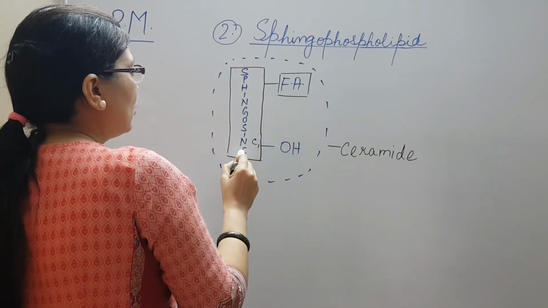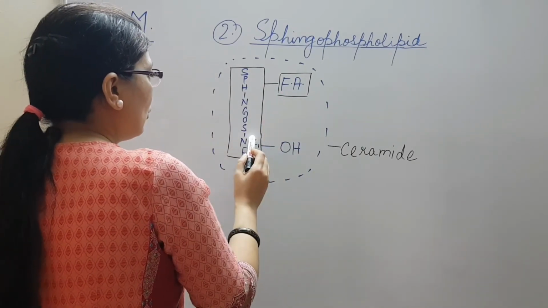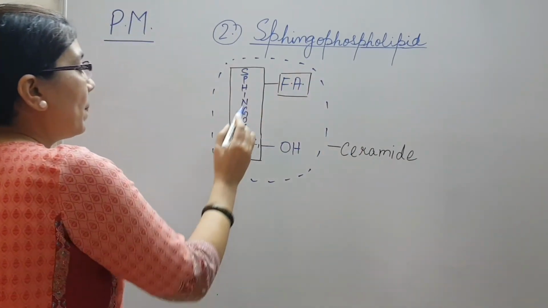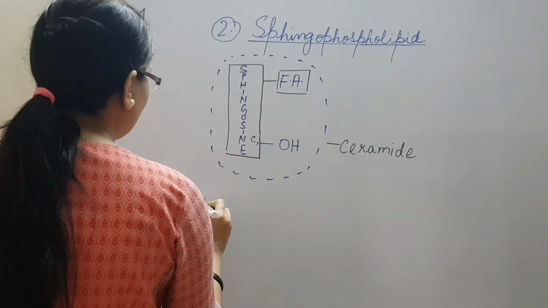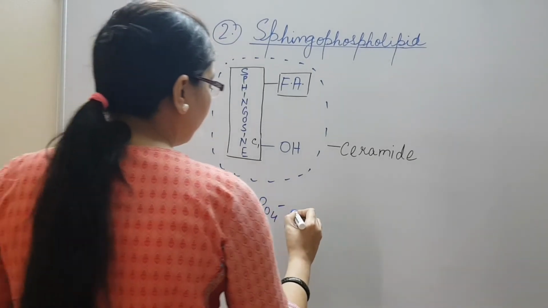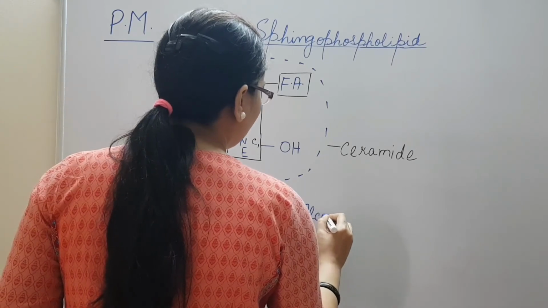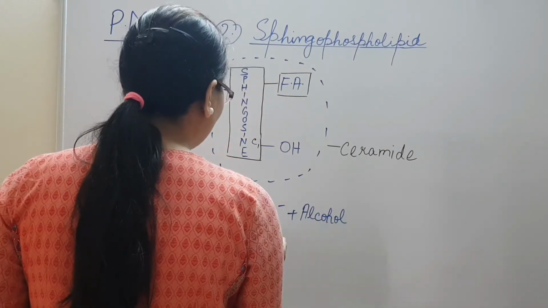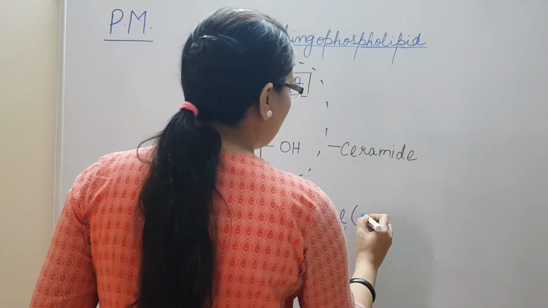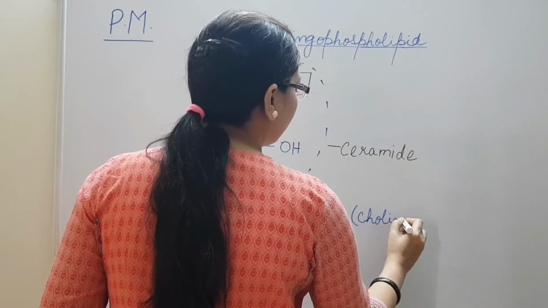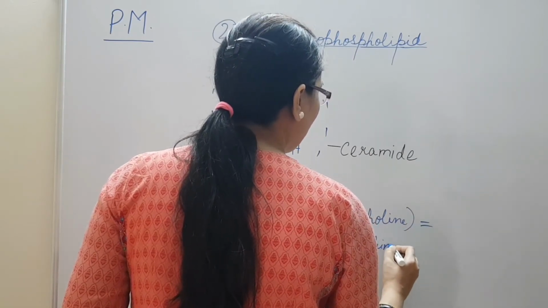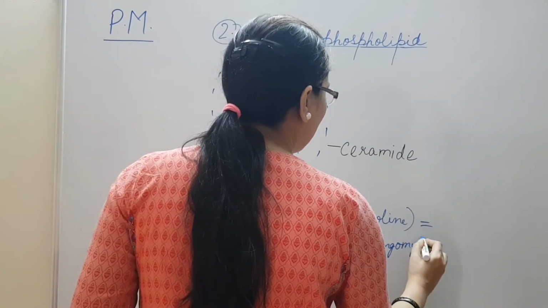It has sphingosine instead of glycerol, and one fatty acid chain is attached to the C2 carbon, a hydroxyl group is attached, and this is known as the ceramide. That is the precursor of sphingophospholipid. Ceramide plus phosphate group plus alcohol is known as sphingophospholipid. When this alcohol is choline, then this sphingophospholipid is known as sphingomyelin.